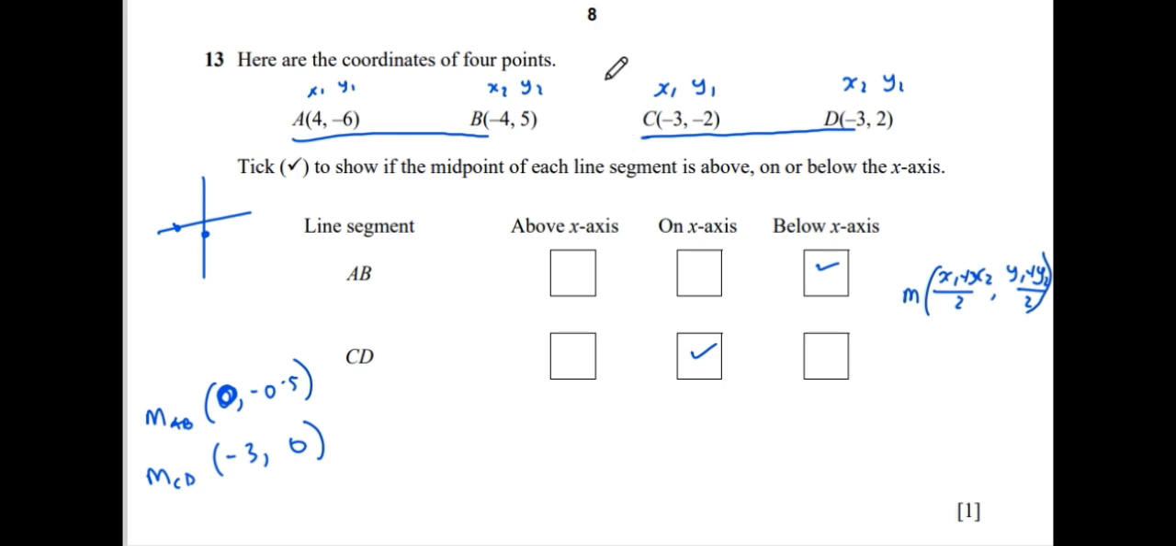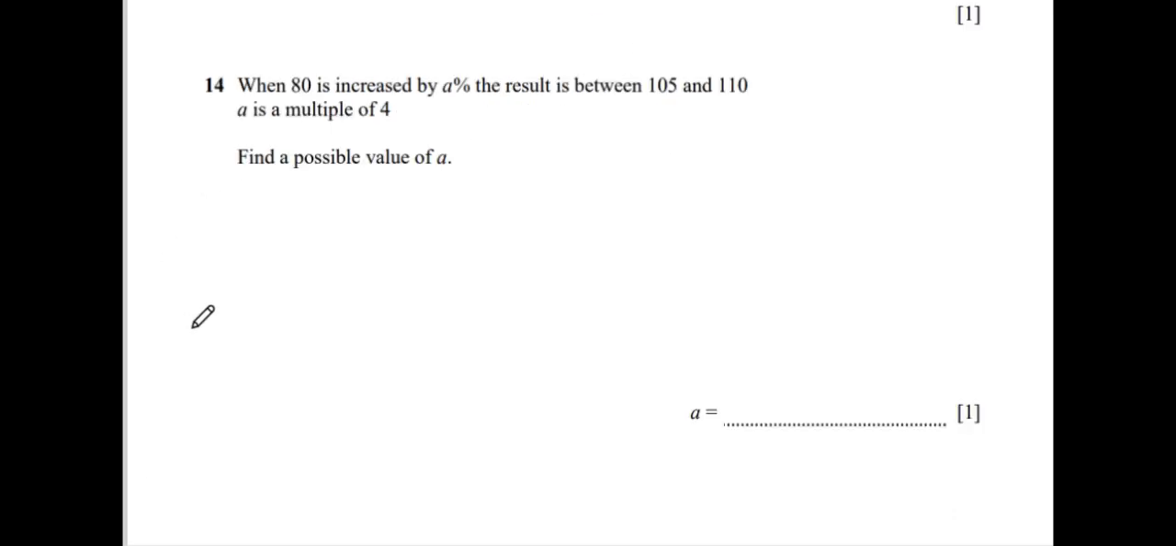So let's move to the next question. In this question, they say that when 80 is increased by 8%, the result is between 105 and 110. A is a multiple of 4. Find the possible values of A. What we're going to do here is assume that the result is 105 and also assume that the result is 110. Then, when we get the value of A, we ask ourselves what values are multiples of 4 within this range for the value of A.